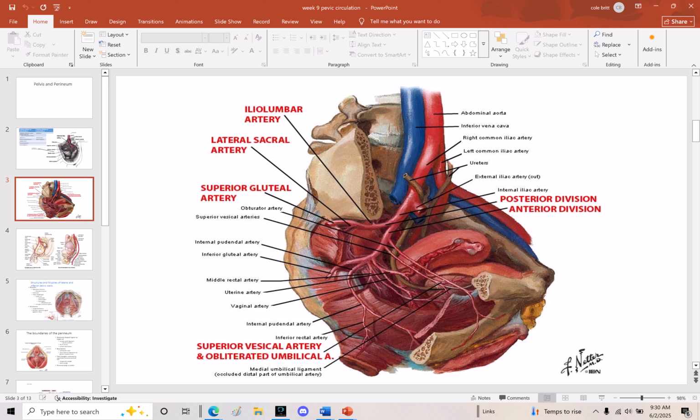We do have the inferior rectal artery right here coming down to the rectum. The middle rectal artery right here goes over to the middle part of the rectum. And we do have the internal pudendal. The internal pudendal is the terminal portion of the anterior division of the internal iliac artery. That's the part that actually exits the pelvis. And you all have done axial skeleton at this point with Dr. Wilson, right?